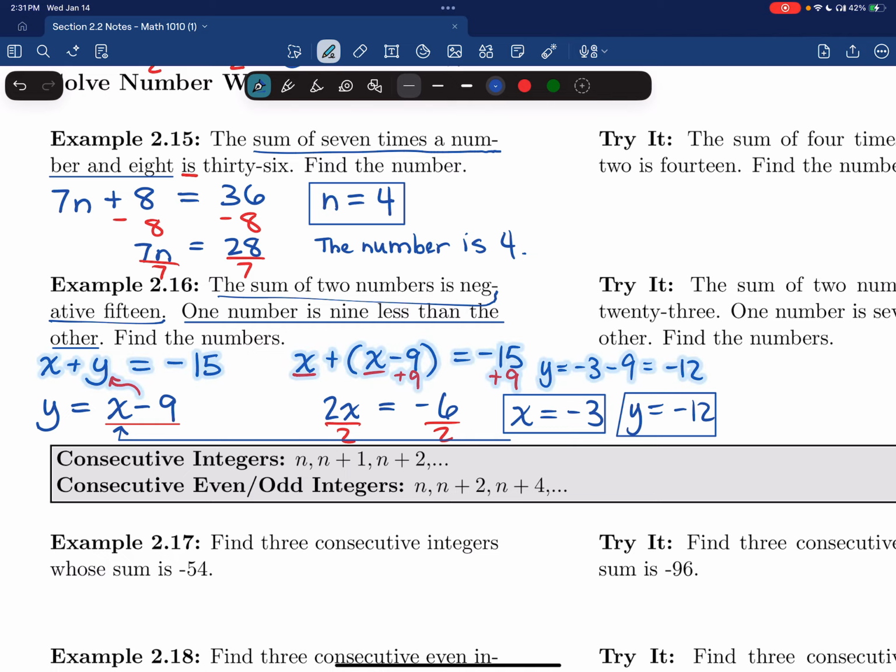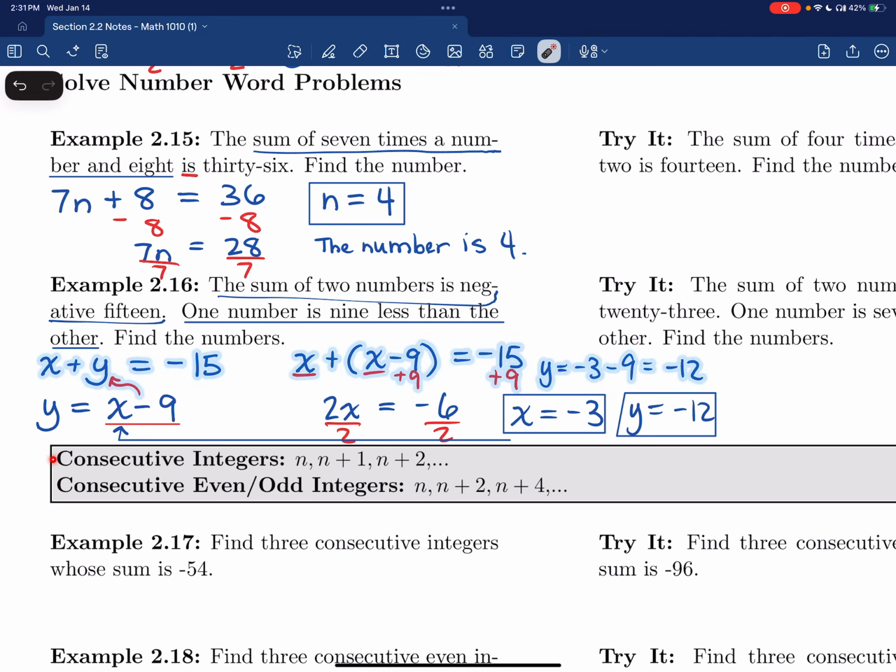All right, let's move forward. We have a definition. Let's talk about consecutive integers. Consecutive means in a row. So if I pick an integer like the number 1, the next consecutive integer would be 2, and the next consecutive integer would be 3. All right, so we're just adding 1 to each number.